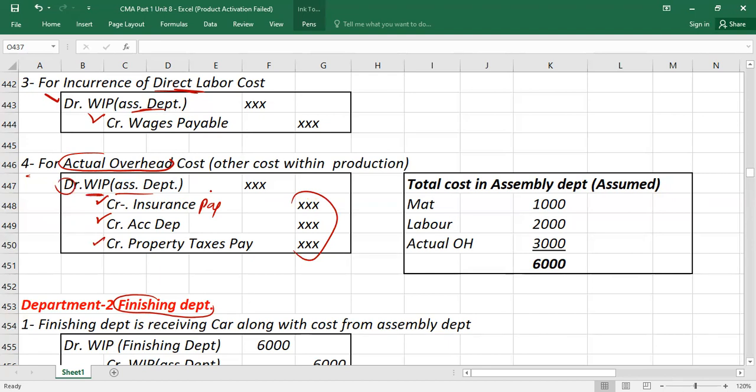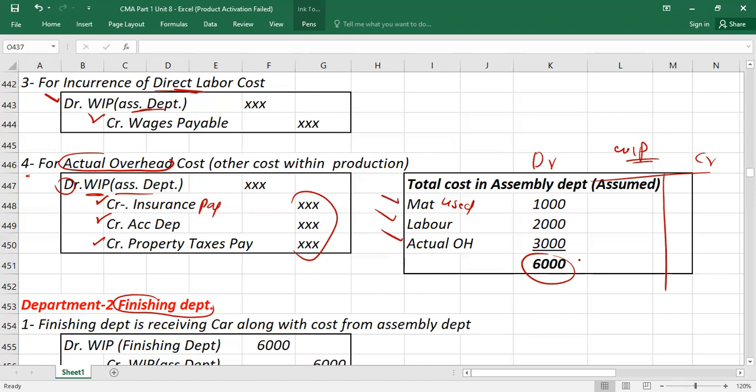the assembly department. And now let's assume this is your work in process account of assembly, with the debit side and the credit side. On the debit side, we will have these costs: material used, labor cost incurred, and actual overhead cost. And I'm assuming my total cost for the assembly department is 6,000. Now what will we do?